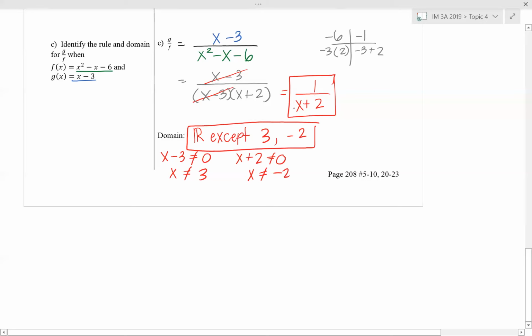The problems that go along with this assignment are on page 208. They're numbers 5 through 10, and then 20 to 23. We'll have those printed so that you can look at them within your table groups and work on those for the rest of class.